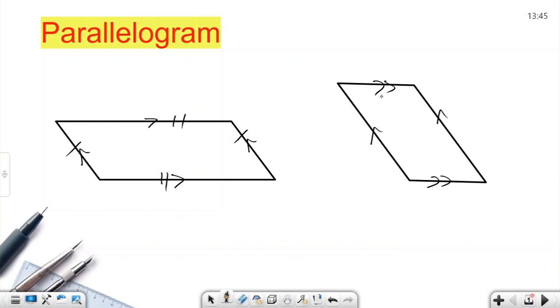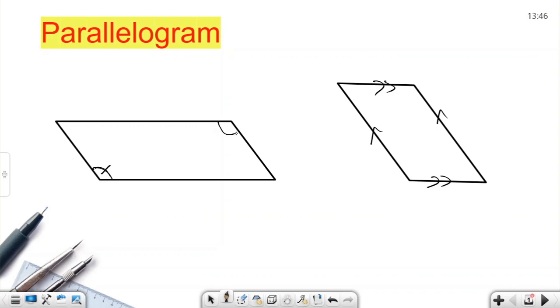So there is another parallelogram you can see here. These are parallel, and for these two you need to use another mark. Let's use two arrowheads. So these two are parallel and these two opposite sides are parallel. This is first. Second, let's talk about angles.